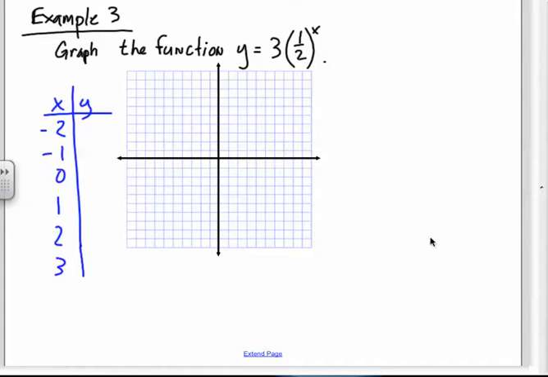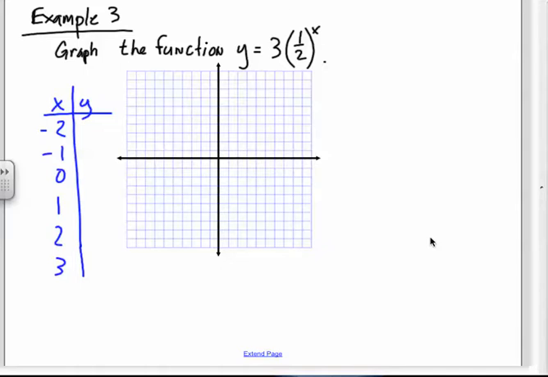Okay, guys, example number 3 says graph the function y equals 3 times (1/2) to the x. Now this one's a little bit more complicated than the ones we've been doing. We did y equals 3 to the x and y equals 2 to the x, but now we've got y equals 3 times (1/2) to the x. So now we've got some stuff that's a little bit different.